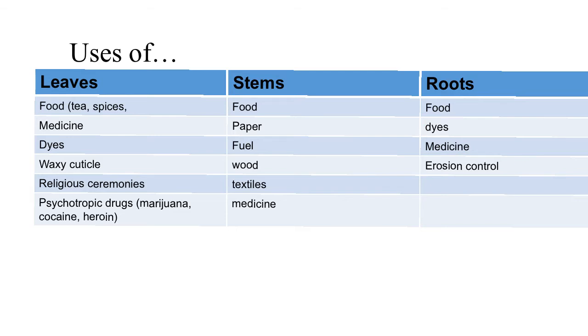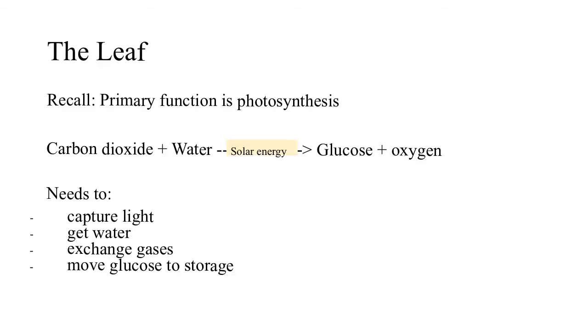For your plants STSE, you're going to be exploring a possible use and importance to society. By no means does it have to be one of these, but it could be if you wanted it to be. So now that we've talked about some of the functions of leaves, stems, and roots, we're going to get into the structure. The first structure we need to talk about is the leaf.